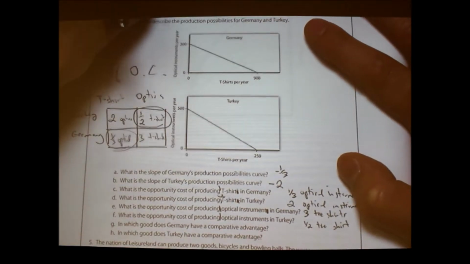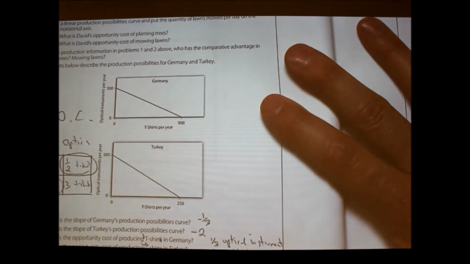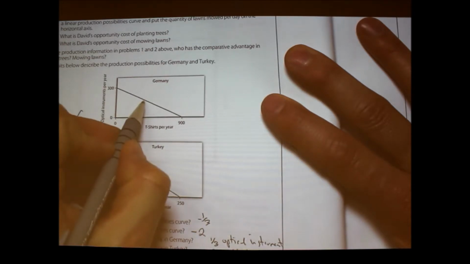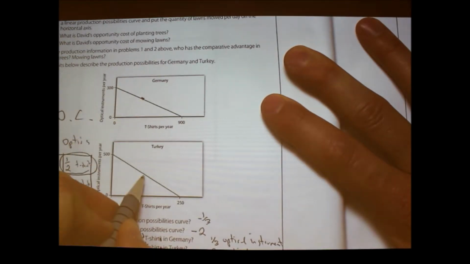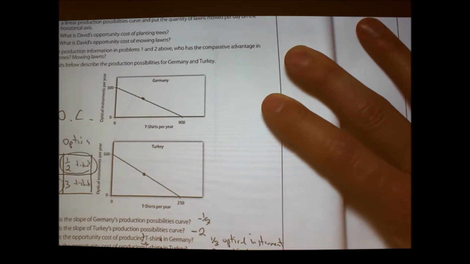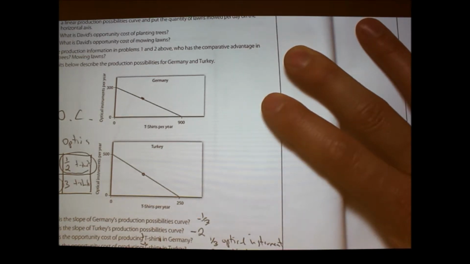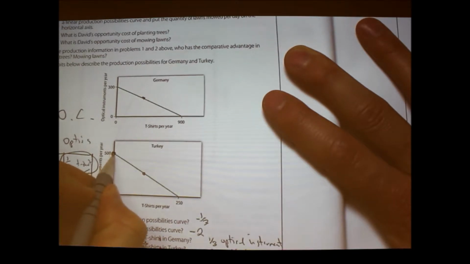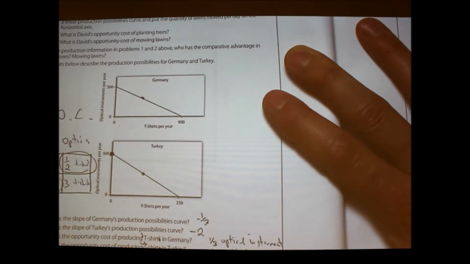We could now imagine these countries pre and post trade. So imagine that right now each country is producing at the following points on their PPCs. But then they decide to specialize and trade. So what should Turkey specialize in? Optics. It should produce 500 optics. And Germany should produce all t-shirts.